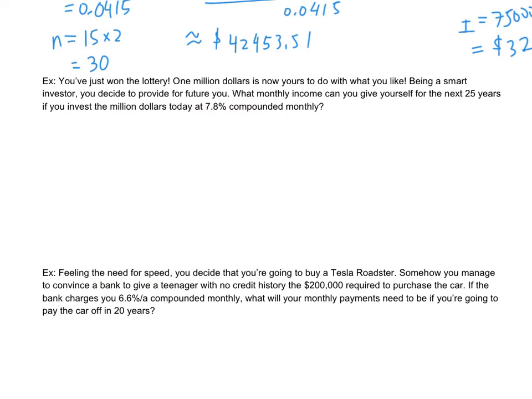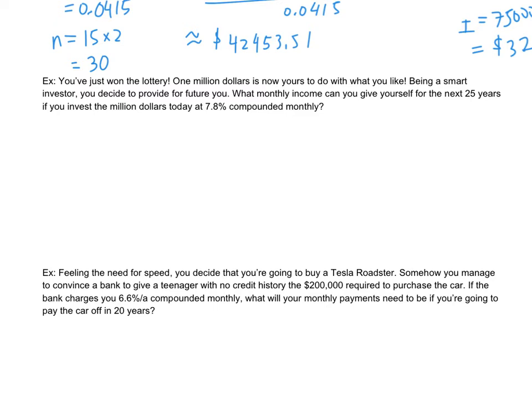All right, let's try the next one. You've just won the lottery. $1 million is now yours to do with what you like. Being a smart investor, you decide to provide for future you. What monthly income can you give yourself for the next 25 years if you invest the $1 million today at 7.8% compounded monthly?